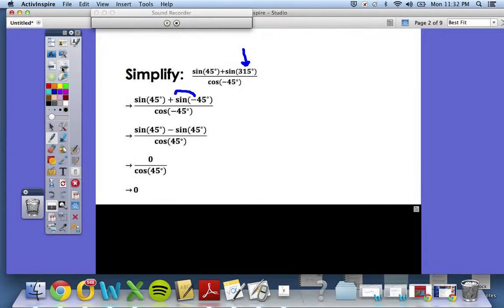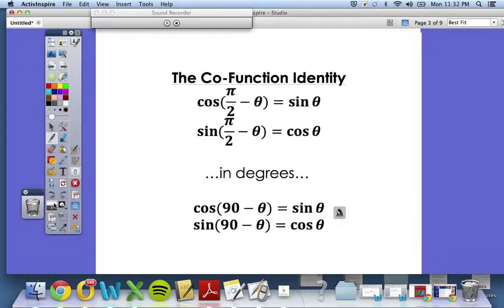Let's look at another one. In this next example, I'll show you how you can use the cofunction identity to simplify an expression. You might see it in radians, or you might see it in degrees, but essentially they're the same thing. It says that sine or cosine of pi over 2 minus an angle is equal to the other function of the angle. Let's look at our example.